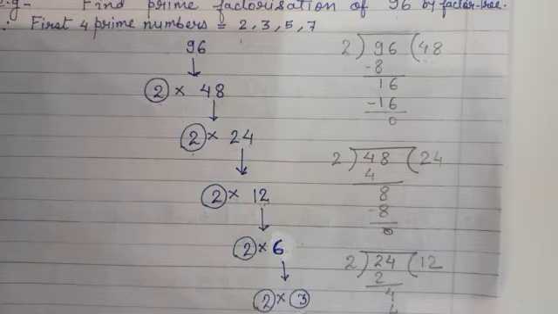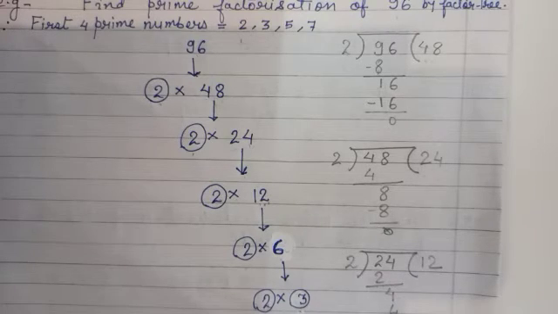Now look at it. This is the last step, as we are getting both the divisor and the quotient, 2 and 3, both prime numbers. So we are getting 2 into 3, prime numbers. Now this 3 is a prime number, so we cannot split it or break it further. Therefore, we can now conclude the prime factorization of 96.